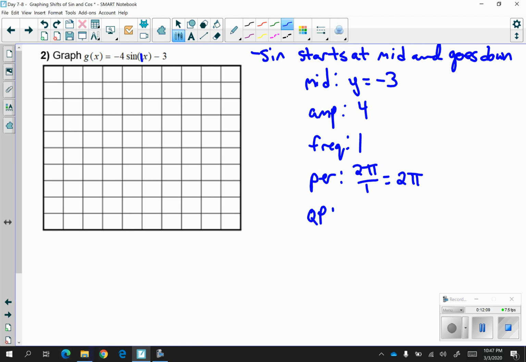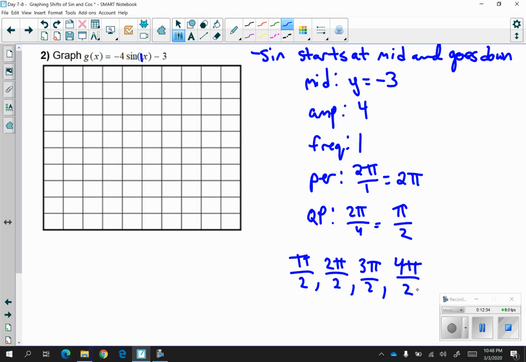And your quarter points, when you divide the period by 4, you get your first quarter point is pi over 2. And I know this problem keeps coming up a lot with the same quarter points. Eventually, you'll just remember them, or you can solve for it each and every time. Once you have all your information, you're going to label your graph.